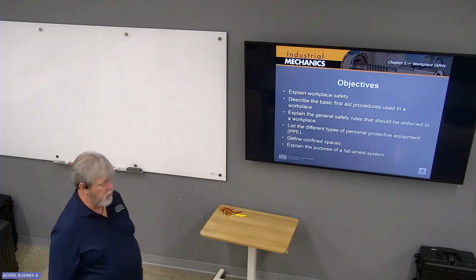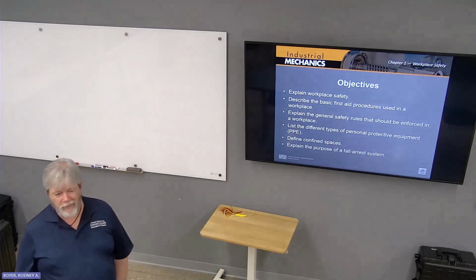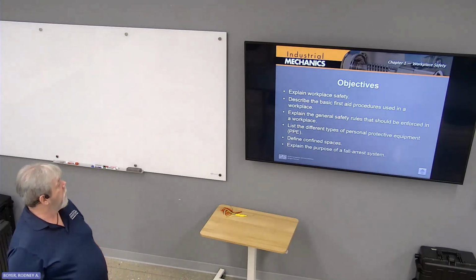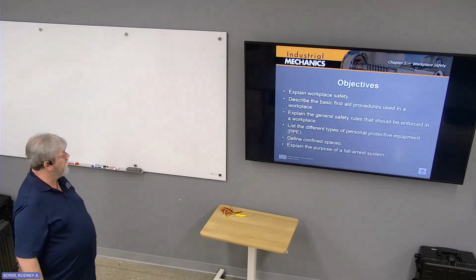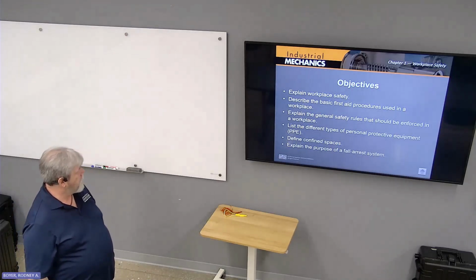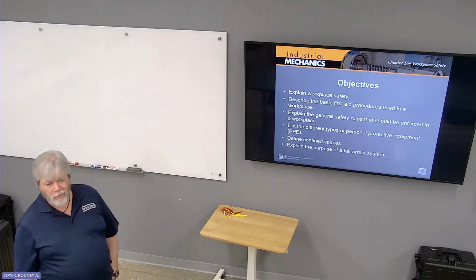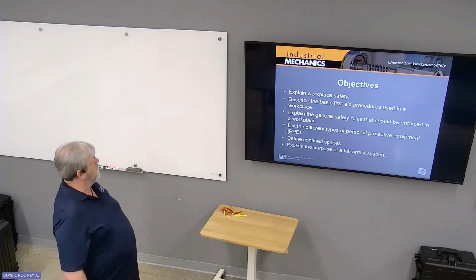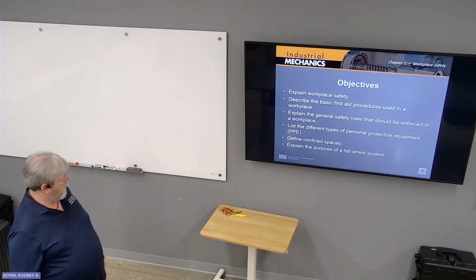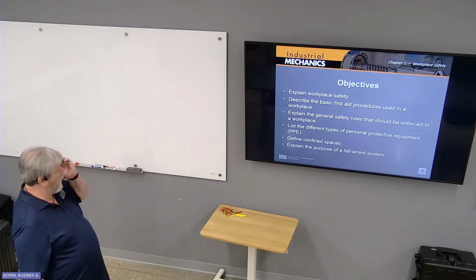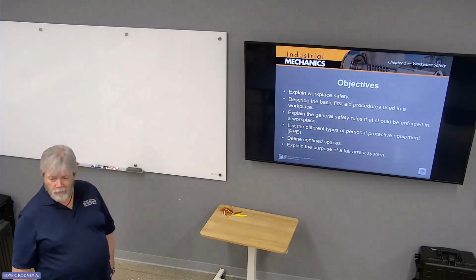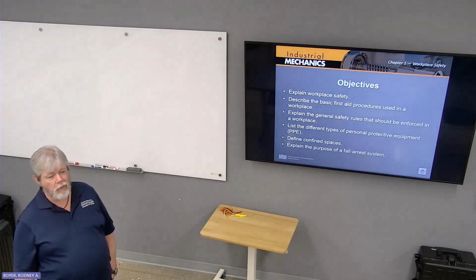So this is industrial mechanics workplace safety. Hopefully, by the time we get done, we'll be able to explain workplace safety, describe the basic first aid procedures used in a workplace. Hint, they're the same as any place else. Explain the general safety rules that should be enforced in a workplace. List different types of PPE, define confined spaces, and explain the purposes of fall arrest system. Hint, fall arrest system is designed to arrest a fall.